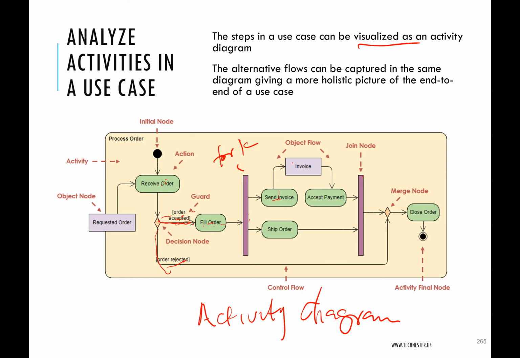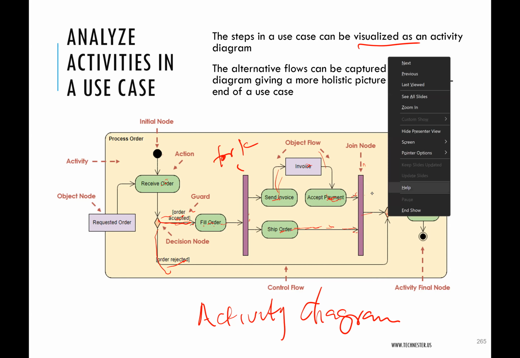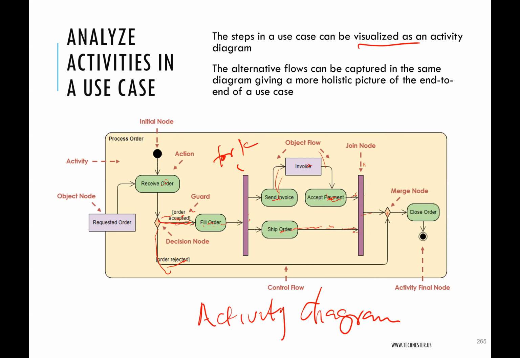They will send out an invoice. This is the invoice. They accept payment, right? But at the same time, they will ship out the order. As they are sending out the invoice and accepting payment, they're also packaging the medication. So then we have this join node to say, okay, these two processes now join together here. And then it goes into a decision node to merge them, a merge node. And then the order closes. That is the flow here. That's what this represents using an activity diagram.